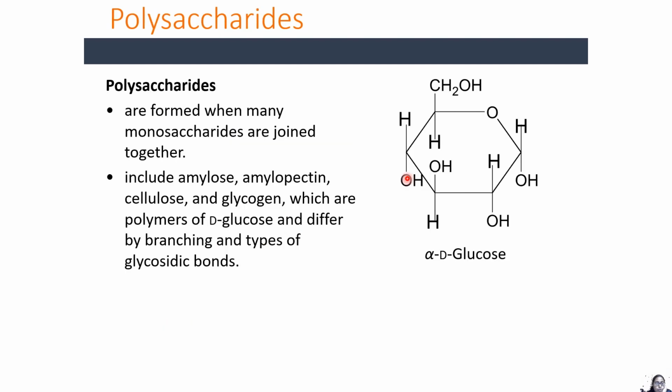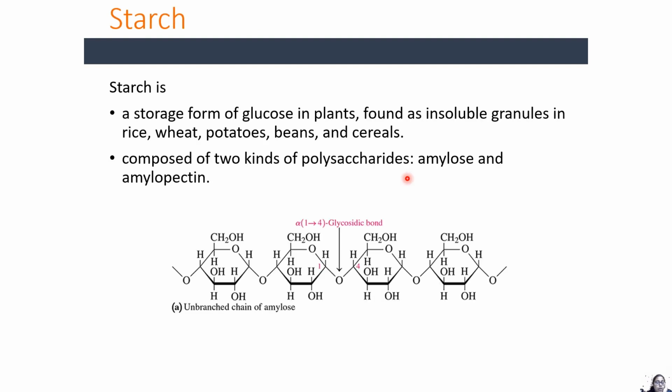Okay, let's go to the basics of polysaccharides. Polysaccharides are basically formed when many monosaccharides are joined together, and these components make up starch, like amylose and amylopectin, cellulose and glycogen, which are basically polymers of D-glucose and differ by branching and their types of glycosidic bonds. Now let's come to starch. What is starch? Starch is the storage form of glucose in plants. It is found as insoluble granules in rice, wheat, potatoes, beans and cereals. It's composed of two kinds of polysaccharides, amylose and amylopectin.